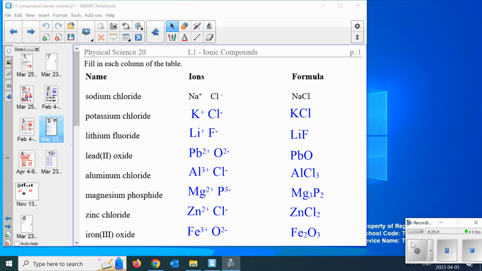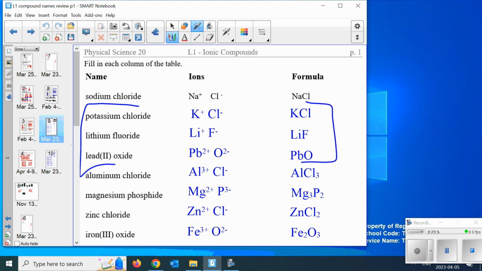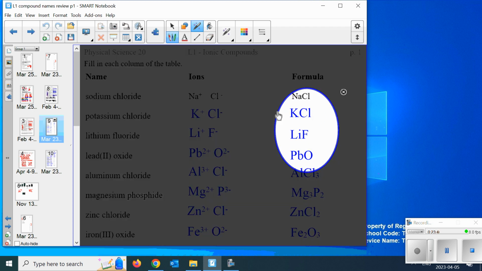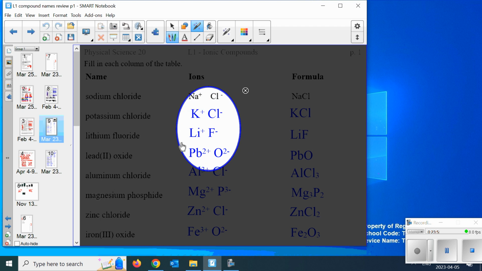I'm just going to briefly go over a few of these. I asked you to do the first 3. So these are the formulas you should end up with. Hopefully you have these. If not, why didn't you? Usually it comes down to, did you have the right ions?